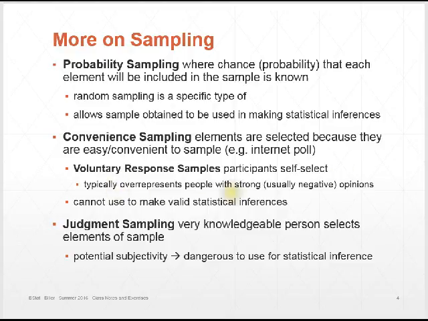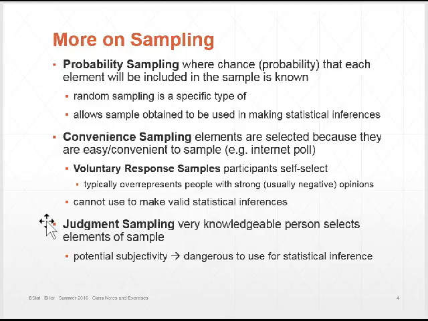Oftentimes this sort of sample would over-represent subjects that have a strong, usually negative opinion on a subject, and we're not able to use a sample gained through convenience sampling to perform any statistical work or inference.